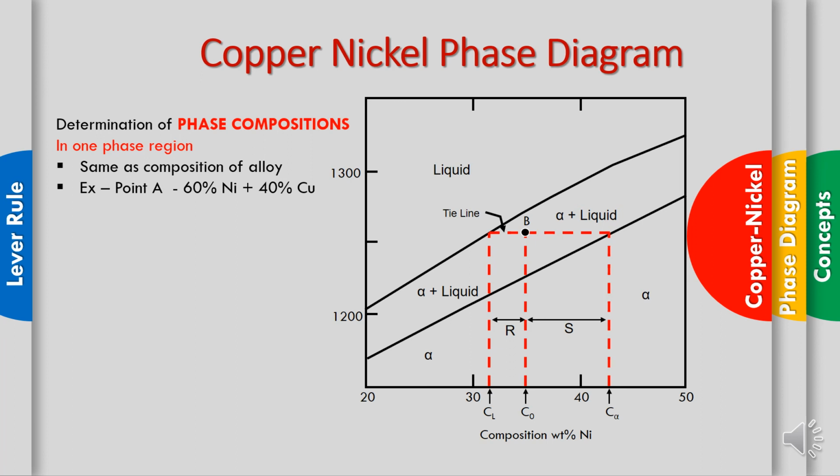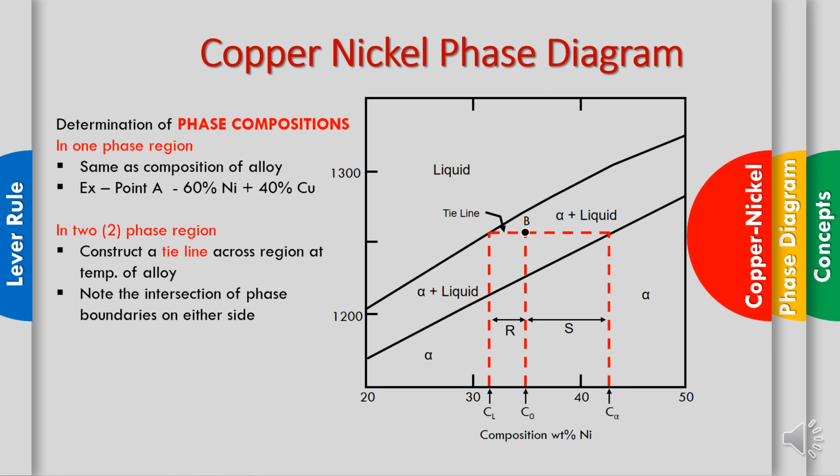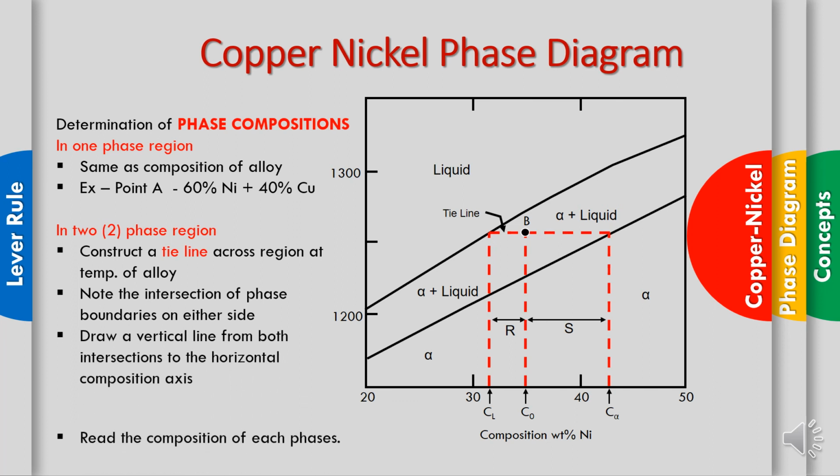Okay, we have 60/40. And then for the two phase region, we need to construct a line so that there are 2 points of intersection, as I explained previously. We need to note the intersection with the phase boundary on the other side, and also draw a vertical line on both sections, and from there we will read the composition in terms of R and S.